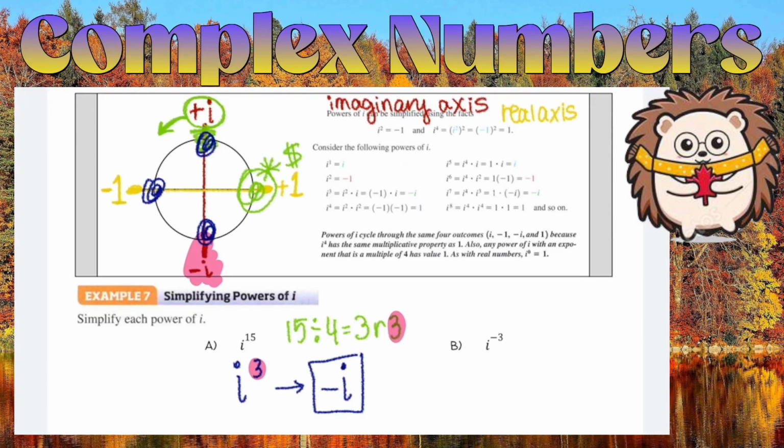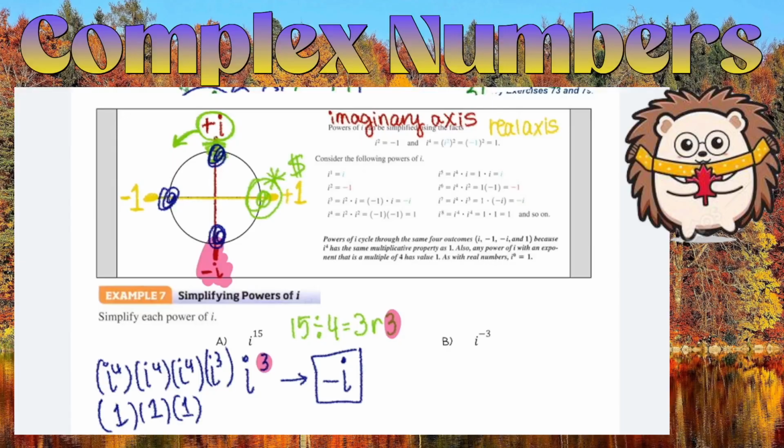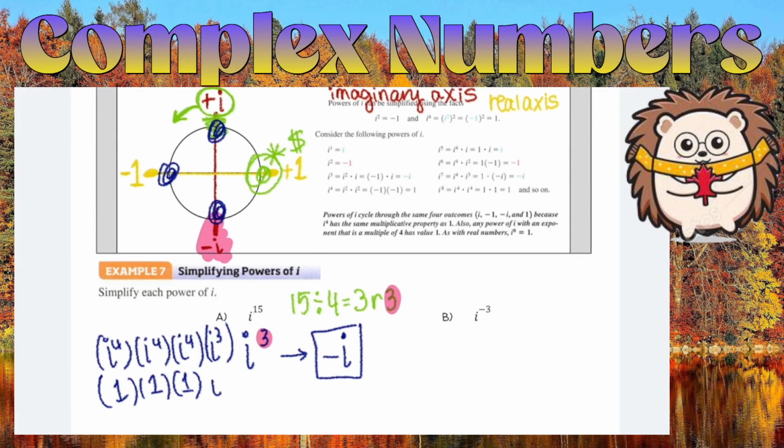Now there's other ways you could do it. Again, just to clarify, i to the 15 is i to the 12 times i to the third, right? The i to the 12 is going to turn into 1 times 1 times 1, which who cares, right? No one cares about that. That's all 1 times i to the third, and then i to the third is still negative i.